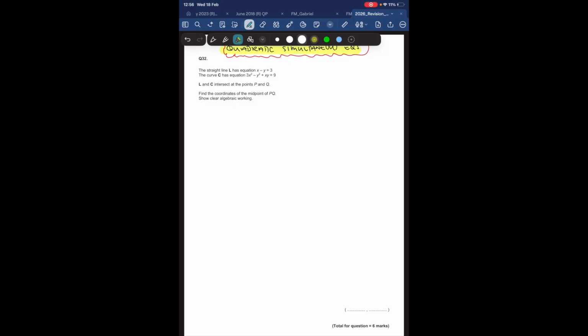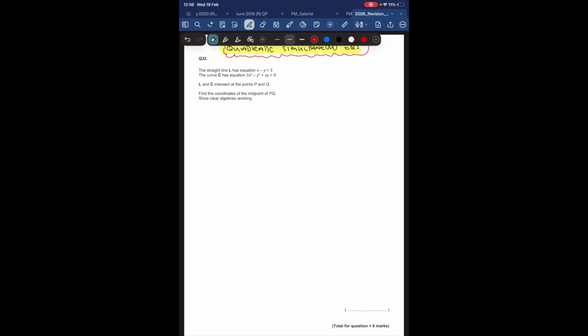Now, if you look at what the question is actually asking us to find, they want the midpoint of P and Q. Now, P and Q are the coordinates of where the straight line, L, intersects with the curve C. So to work out the coordinates for the point of intersection, we need to solve our quadratic simultaneous equation.